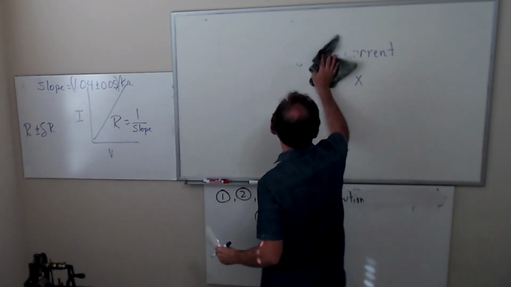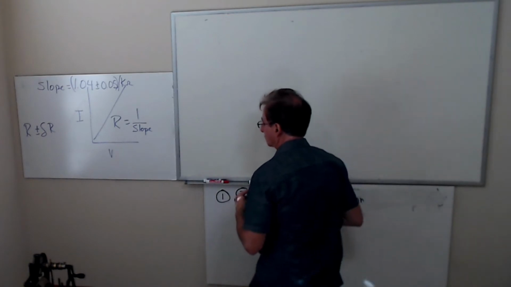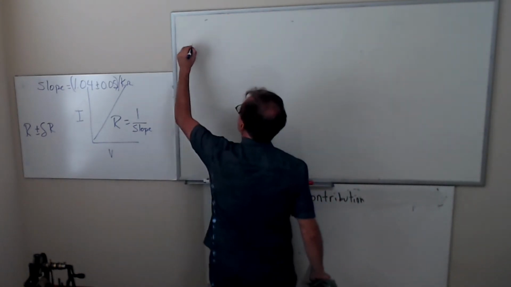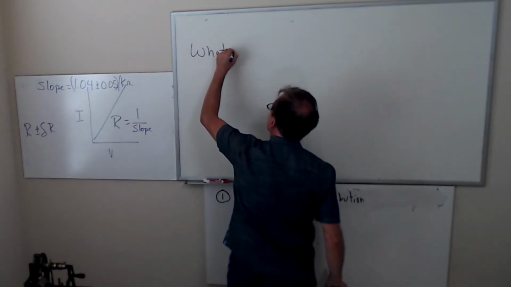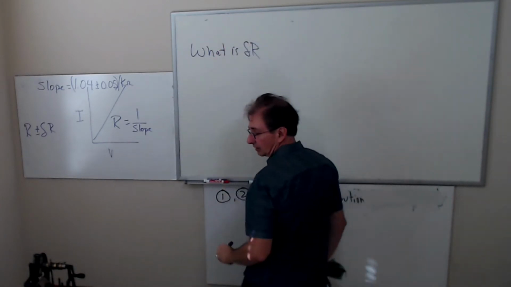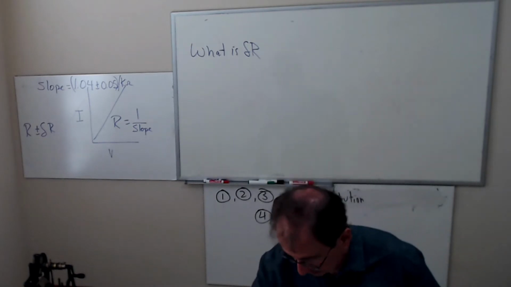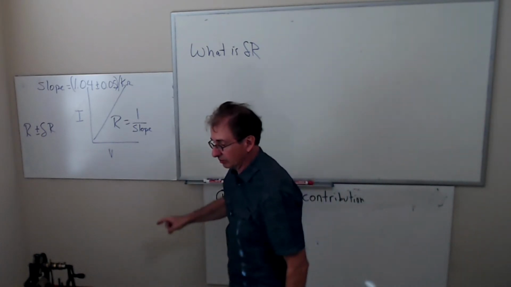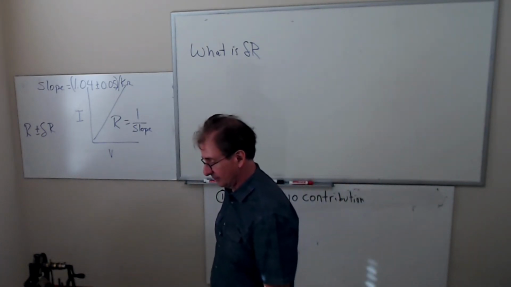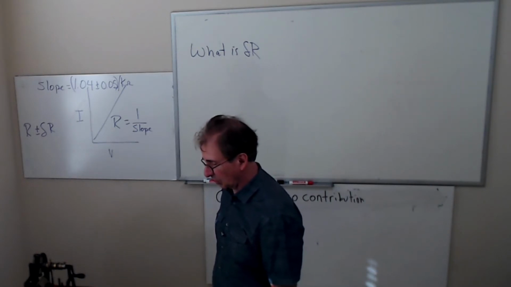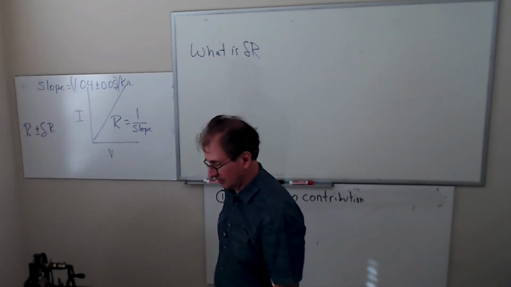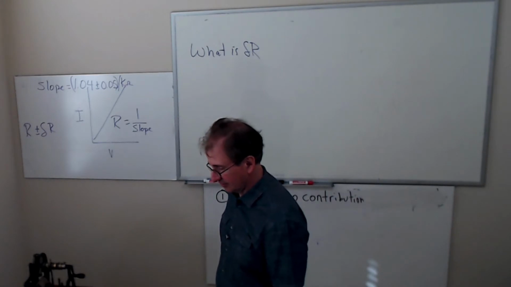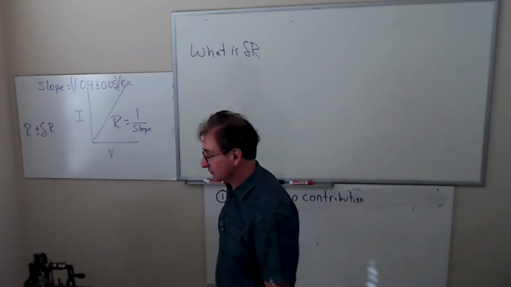Obviously, R is 1 over the slope. That's fine. Okay, so R is 1 over the slope. But what is delta R? Based on this calculation, how do I do it? What's the process for error propagation? All right? What is the process for error propagation?